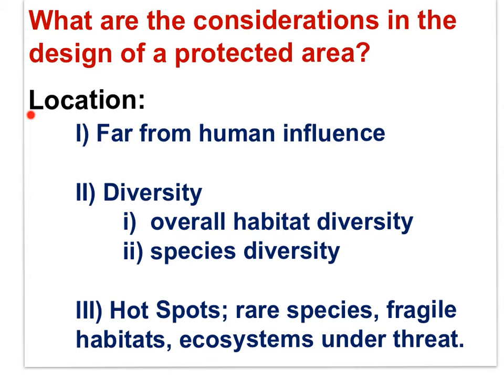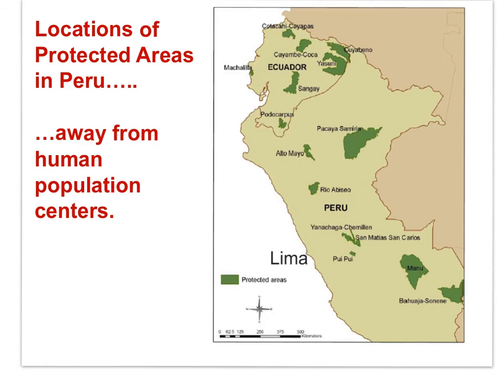So let's look specifically at location. We should consider locations far from human influence, locations of high diversity, high overall habitat diversity, or high species diversity, and we should look at hotspots where there are rare species, fragile habitats, or ecosystems under threat. Here's a map of Peru, and you can see that the national parks in Peru are located well away from population centers, such as Lima, which has 9 million people.